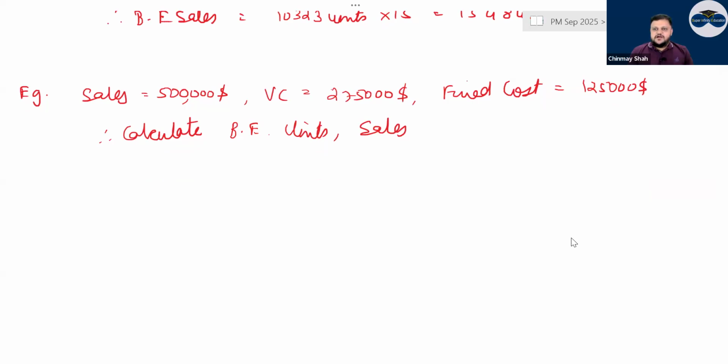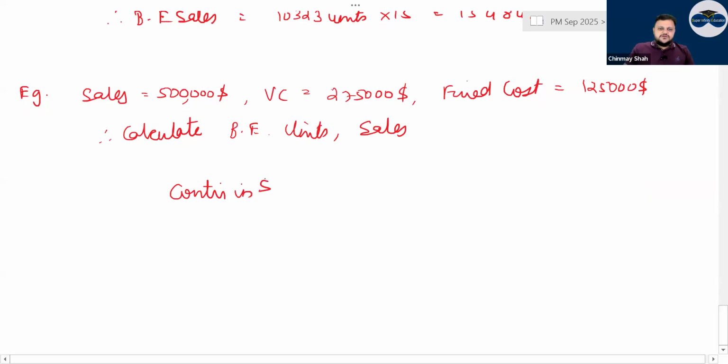See, the best way: whatever you have learned so far, tell me, sales is also based on the same number of units, variable cost also based on the same number of units. Then contribution will also be based on the same number of units. At least see here, units are not given, but can you find the contribution in dollars? How much is the contribution in dollars?